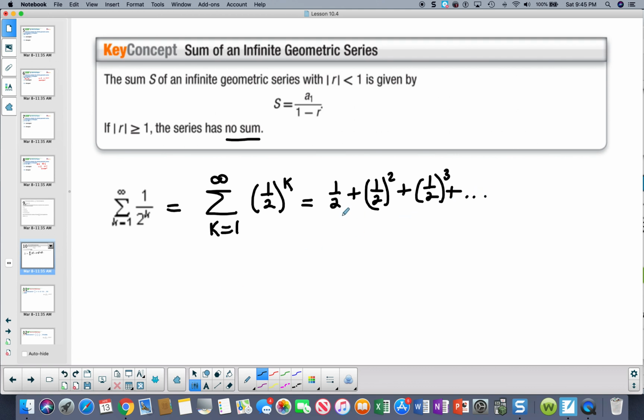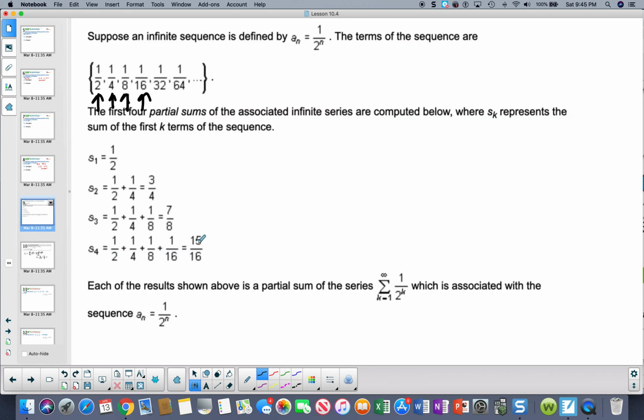Okay, so I hope you can see that to go from here to here, your common ratio is going to be 1/2. Since 1/2 meets the stipulation of a converging geometric series, we can go ahead and find the sum. It'll be taking our first term, which is 1/2, over 1 minus our common ratio, 1/2. So this is going to be 1/2 over 1/2, and the answer is 1. And if we go back to the previous slide, it looks like that's what's happening. It looks like this sum is getting closer and closer to the number 1.